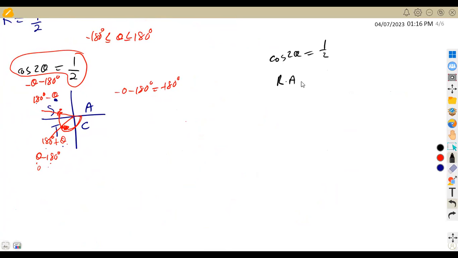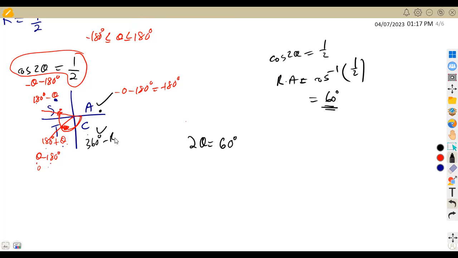So our reference angle is equal to the arc cos of a half in this case, which is going to give us 60 degrees. But remember, there are positive and negative angles. So 2 theta is equal. In the positive angles from our CAST diagram, we have the first and the fourth quadrant. In the first quadrant, it remains as the reference angle. In the fourth quadrant, it is 360 degrees minus the reference angle, so it is going to be 360 minus 60, which is 300. So also 2 theta is equal to 300 degrees.